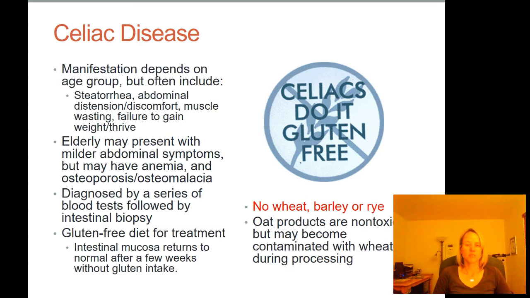Diagnosis is made by a series of blood tests, and if they're positive, this is followed up by an intestinal biopsy. The treatment is a gluten-free diet, and on that gluten-free diet, the intestinal mucosa can completely return to normal after a few weeks without gluten. So the treatment: gluten-free, no wheat, no barley, no rye. Oat products are considered non-toxic, but sometimes they're processed in the same plant with wheat, so they can become contaminated. So many celiacs may also avoid oats.